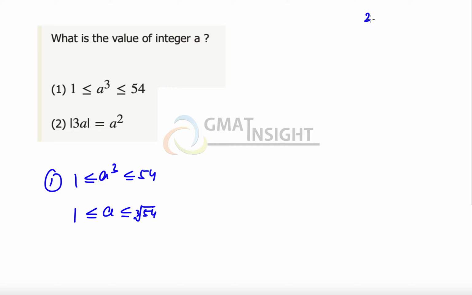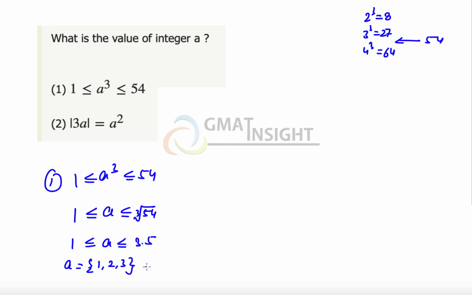For example, 2 cube is equal to 8, 3 cube is equal to 27, 4 cube is equal to 64. So 54 falls somewhere between 3 and 4. That means the value of a should also be between 3 and 4. Taking an approximate value of 3.5, this gives us 3 possible integer values of a, which could be 1, 2 or 3. Since there is an inconsistency among the values of a that we can obtain through this statement, the first statement alone is not sufficient to answer the question.